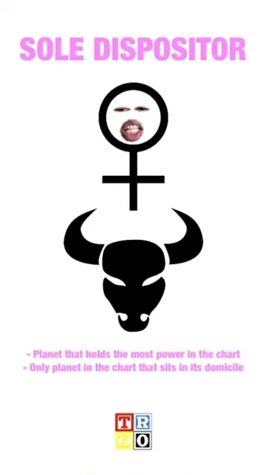And finally, Sole Dispositor. It's the planet that holds the most power in a chart. It's also the only planet in a chart that sits in its domicile. For instance, you got Venus in Taurus, no other planet sitting in its domicile.